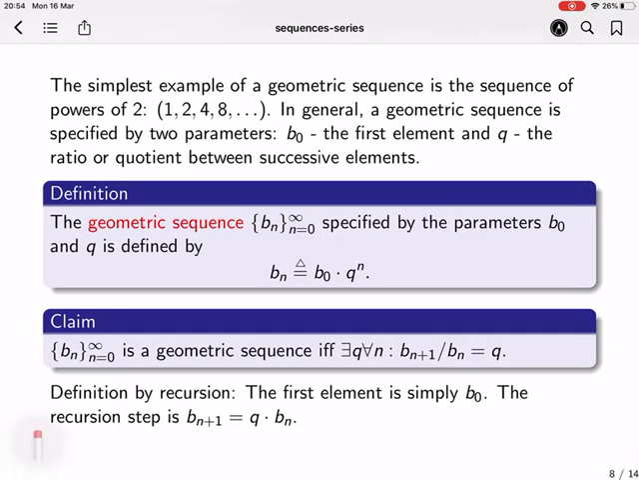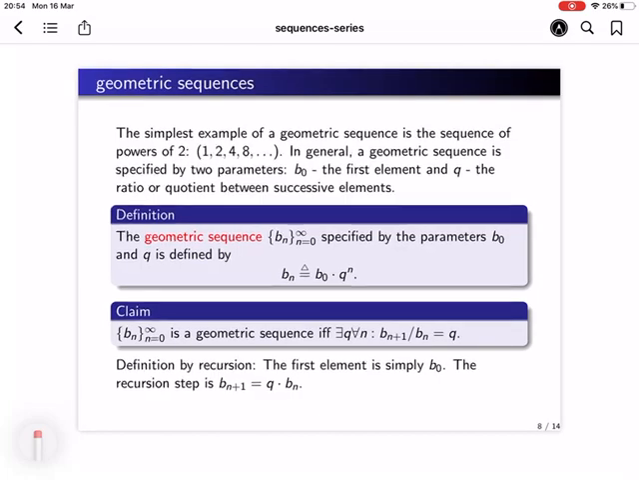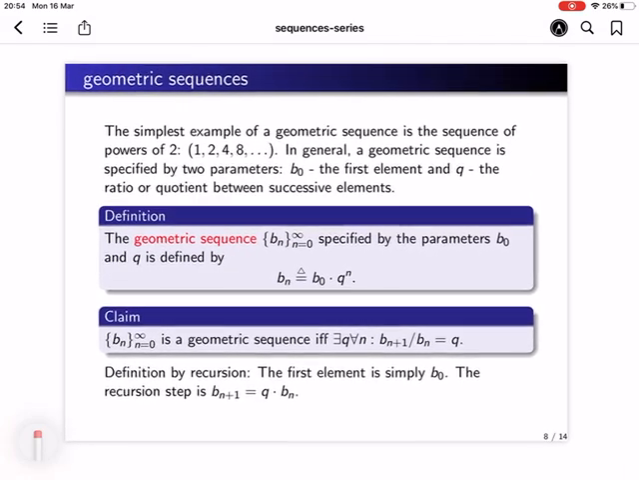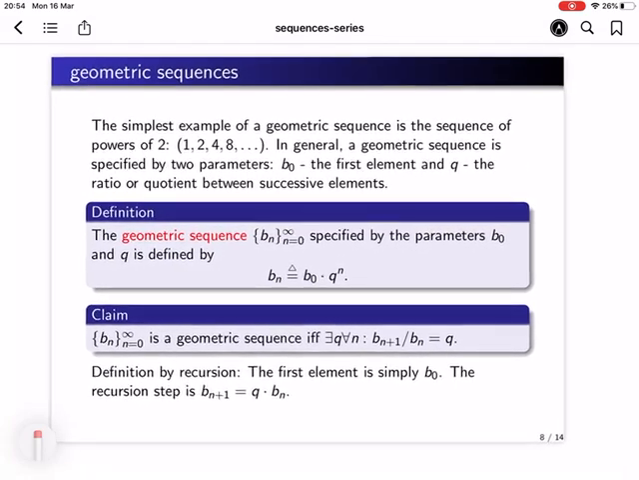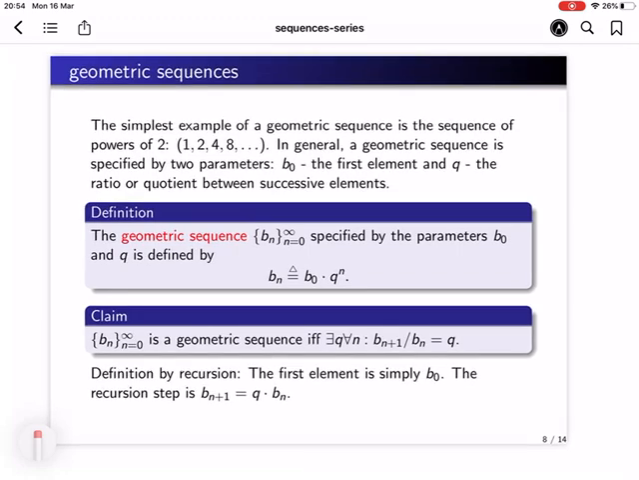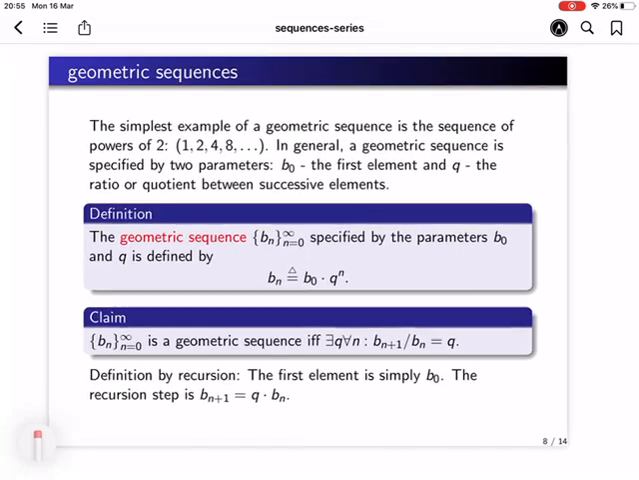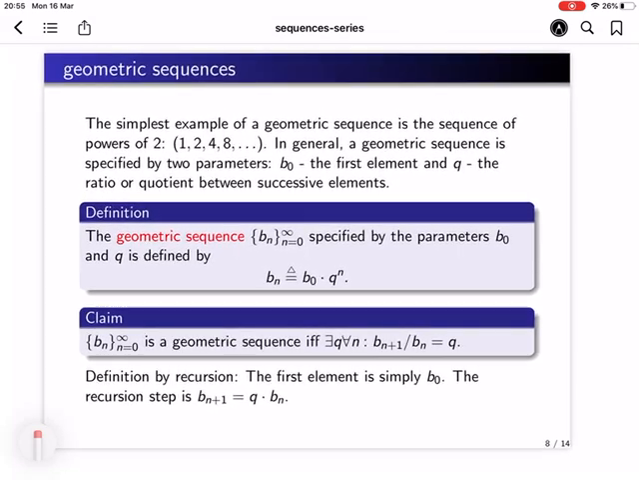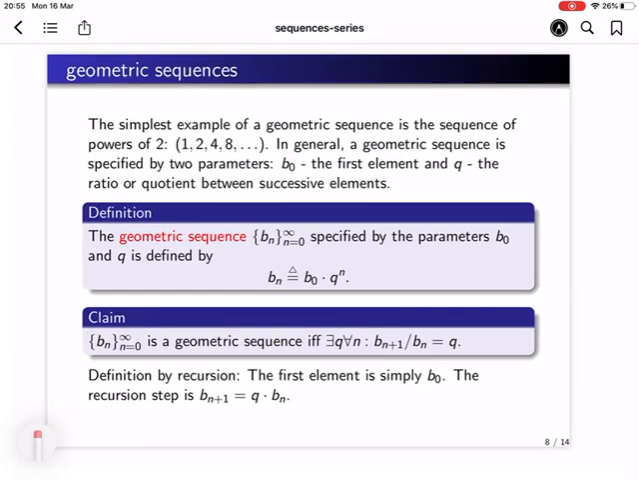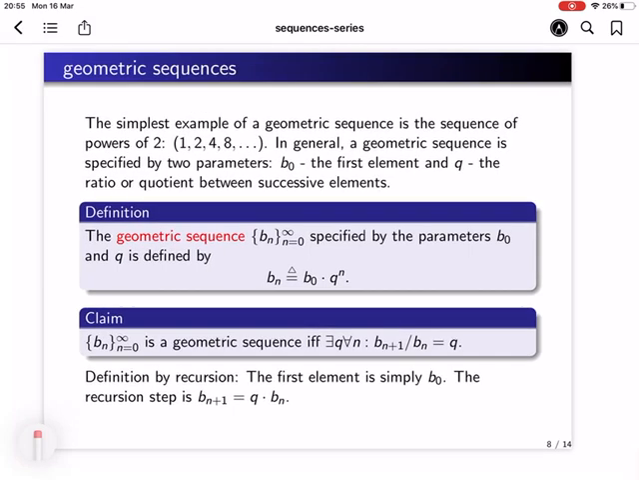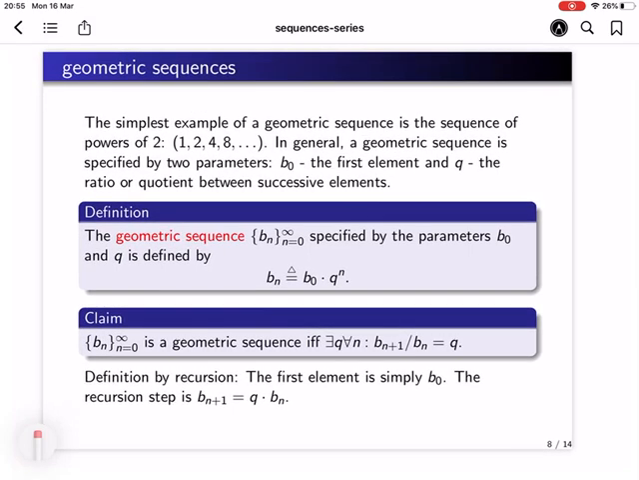Let's talk about geometric sequences. Okay? The simplest example of a geometric sequence is the sequence of powers of 2. 1, 2, 4, 8, 16, and so on. In general, a geometric sequence is specified by two parameters. The first one is b0, the first element in the sequence, and the second parameter, q, is called the ratio or the quotient between successive elements.